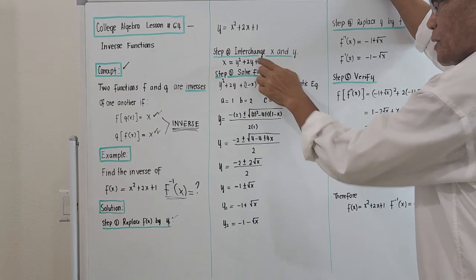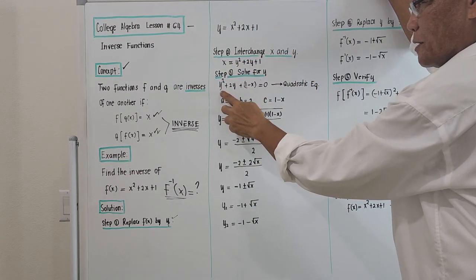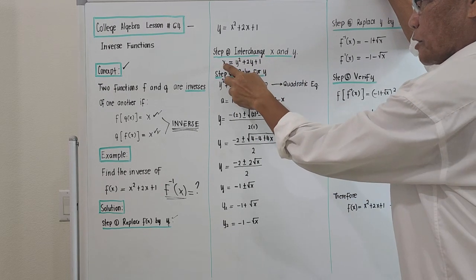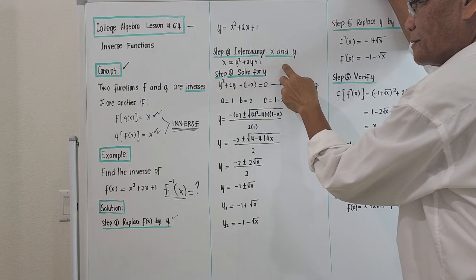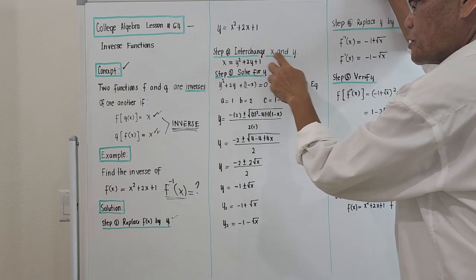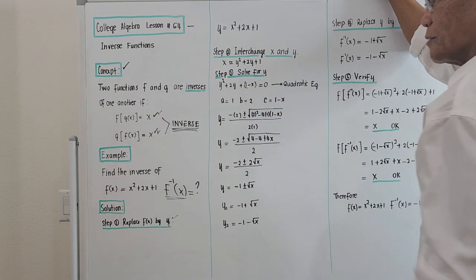I will rewrite this one. I will put this on the left. So this is y squared plus 2y, plus 1. We will transpose this one to the right. Okay, then we rearrange it. So this should now be, after the transposition, negative x. And this should be equal to 0.